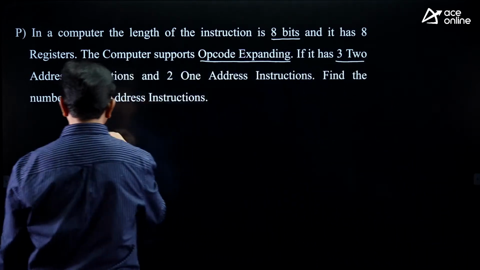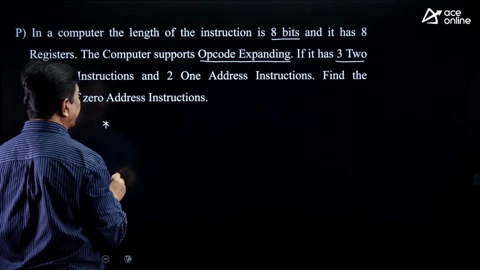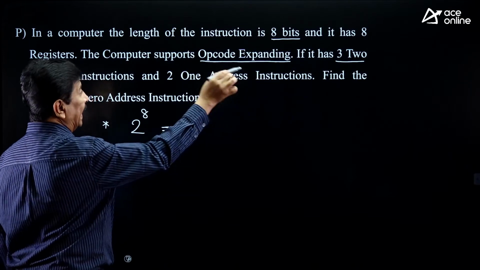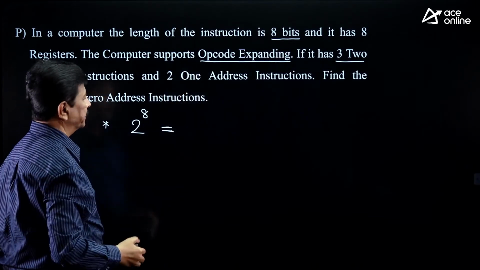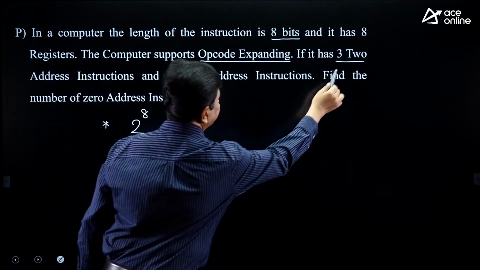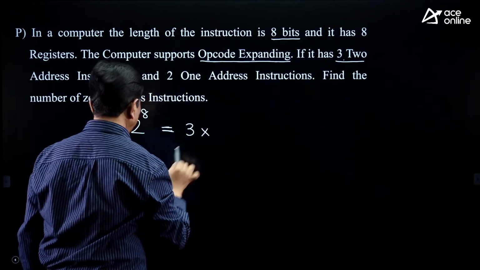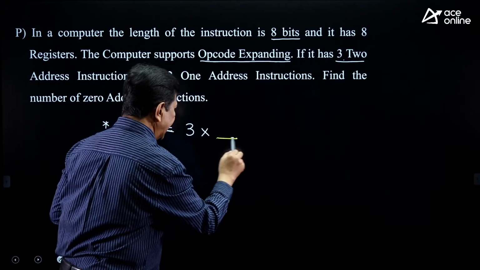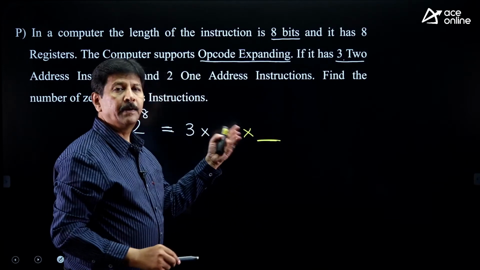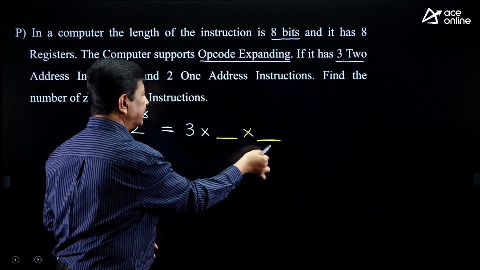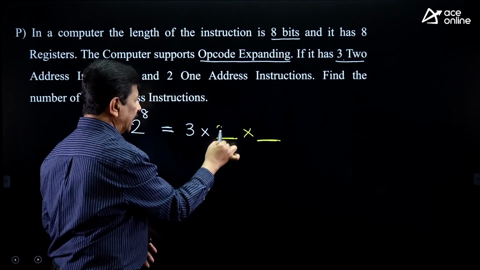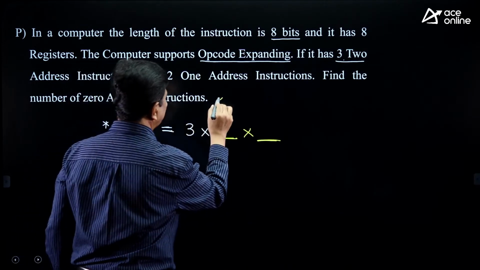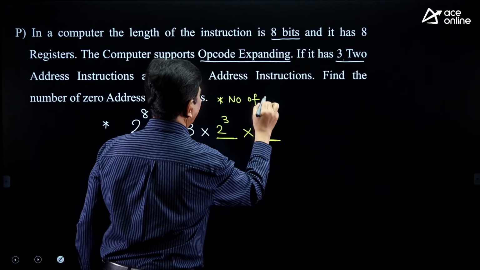How to do this is very simple. We can put it like this. The total number of instructions will be 2 power 8 because it is an 8-bit instruction. How many 2-address instructions are there? 3. That is 3 into, each address can take up 2 power 3 possibilities. So for 3 2-address instructions, it is 3 into 2 power 3 for the first address because it has 8 registers. Sorry, first let me write the number of bits required for each register.